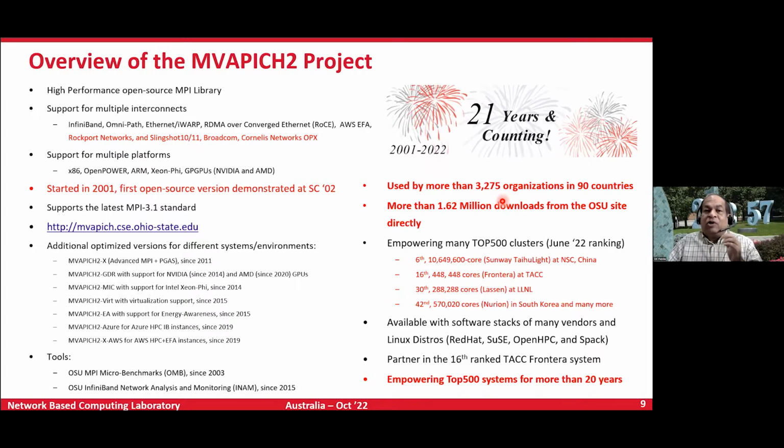And these are voluntary users. Again, a lot of people download and don't want to identify themselves. That is okay with us. Just from our website, we have crossed 1.6 million downloads. Of course, parts of the software are part of Red Hat, SUSE, OpenHPC, Spack. A lot of people download from those sites. We don't keep track of these.